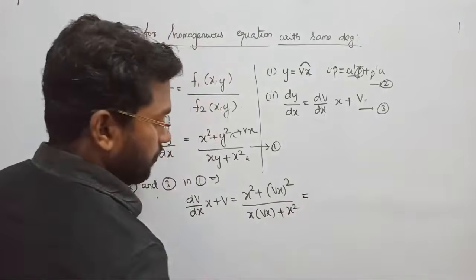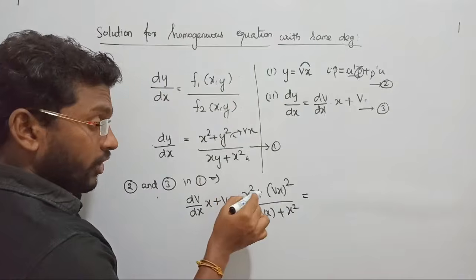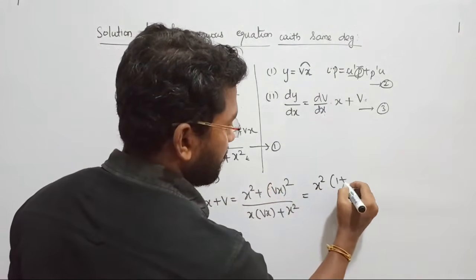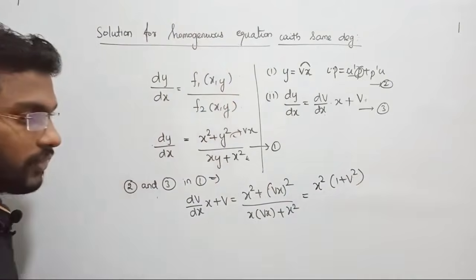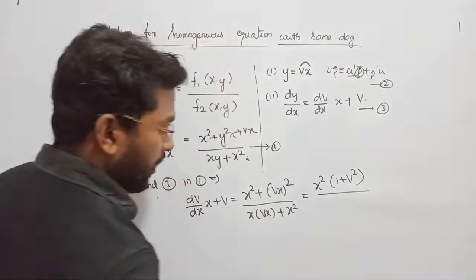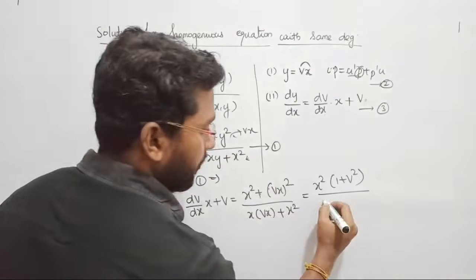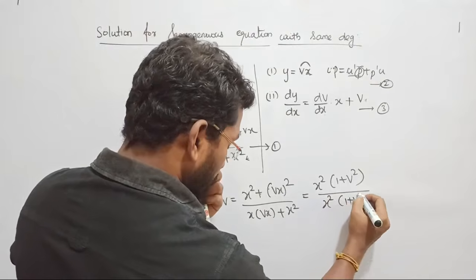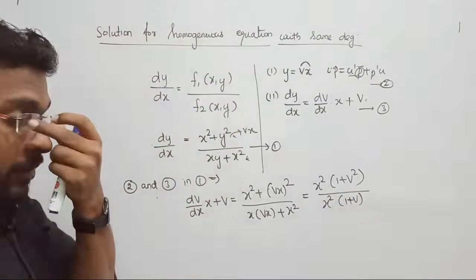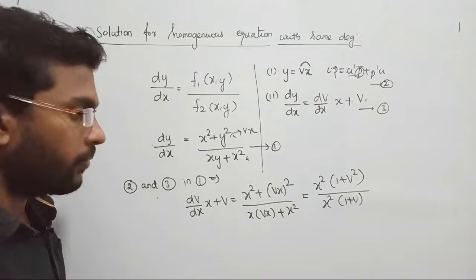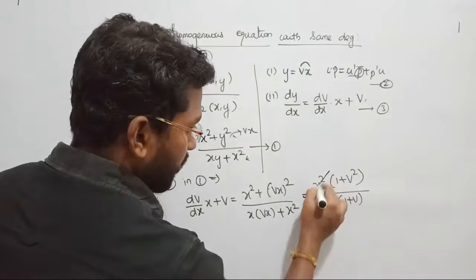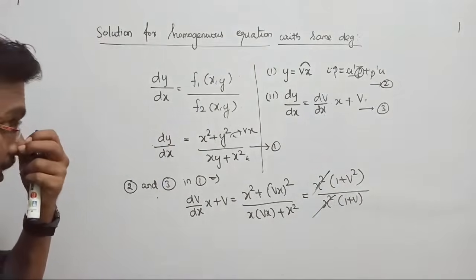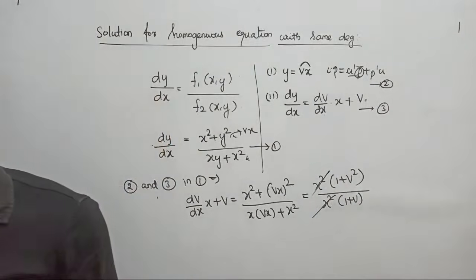If I reduce this function further, in the numerator we get x square plus v square into x square. You can take x square outside, such that I get 1 plus v square. Similarly, in the denominator, x into x becomes x square, and taking x square outside once again, you get 1 plus v only. Is there any mistake in my conclusion? No, right? Such that x square gets cancelled out. So let us try and reduce this function further.